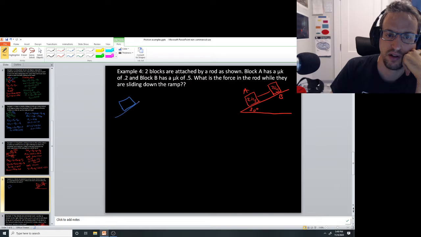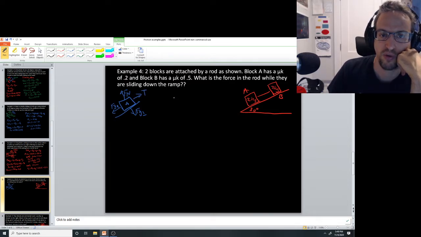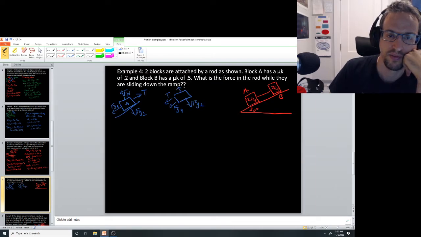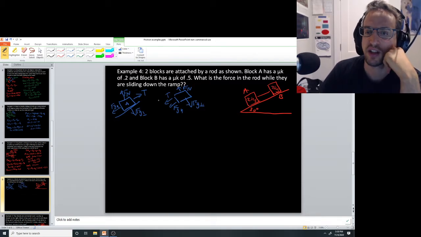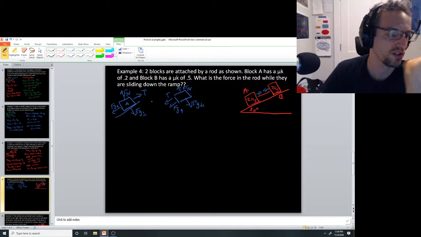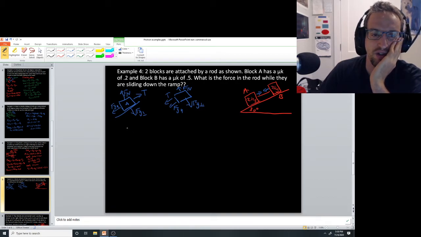All right. So we've got, this is A, we've got FG parallel, FN, FG perpendicular, tension, the rod force, whatever you want to call it. And for B, we've got tension and FG parallel, FG perpendicular, FN. So what if you guessed the wrong way for the tension? We guessed that they're pulling each other, like A is pulling B along, but they also could be pushing each other apart. What would happen is you get a negative answer for tension, which is just fine. It would just tell you that you guessed wrong in the direction. So don't worry too much about guessing what direction it's going to go, because you'll figure it out.